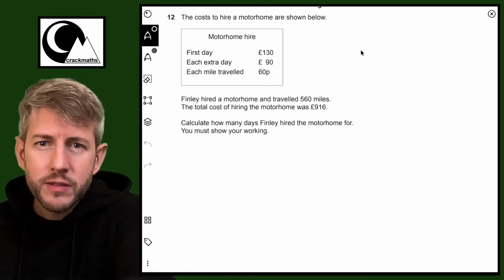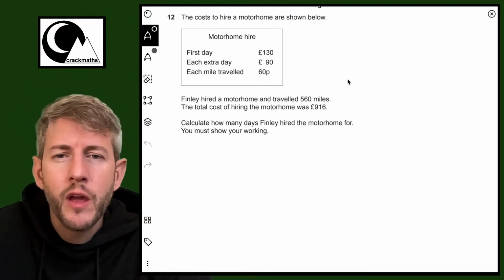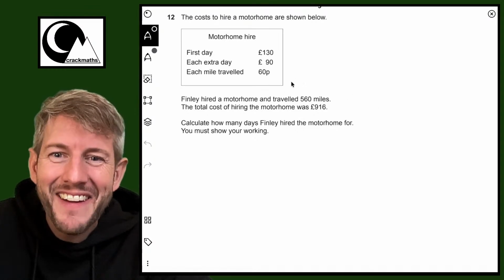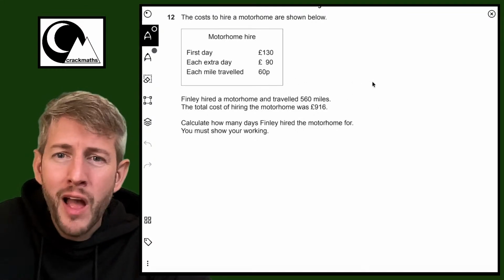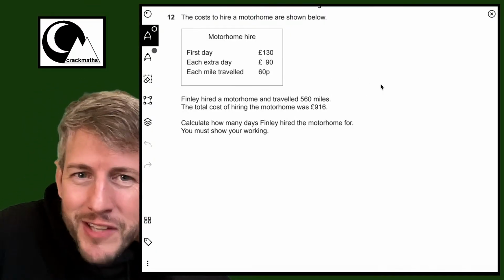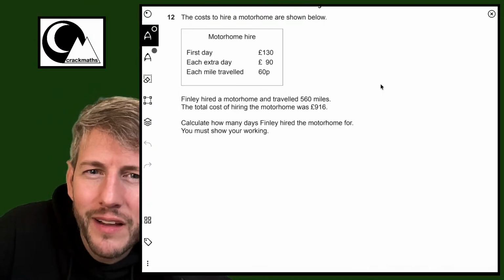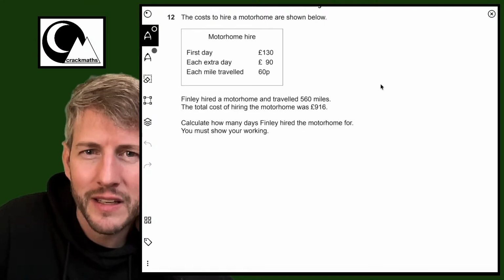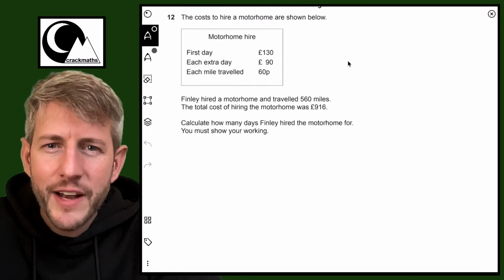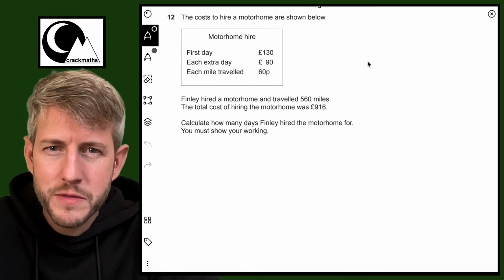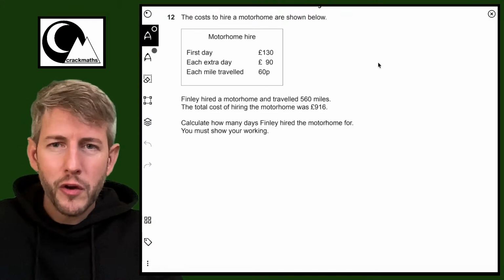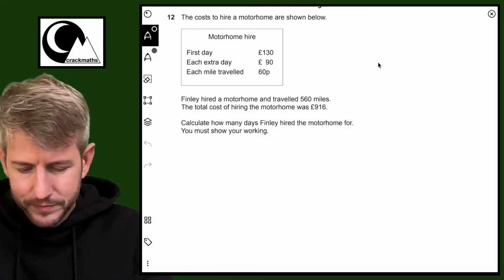The total cost of hiring the motorhome was £916. Calculate how many days Finley hired the motorhome for. You must show your working out. Okay, right, so let's do what we can. Finley hired the motorhome and travelled 560 miles, and the cost was this. So let's work out the cost for 560 miles.